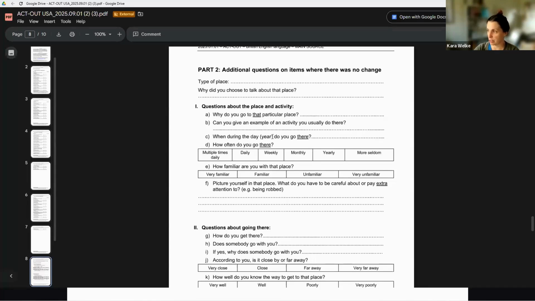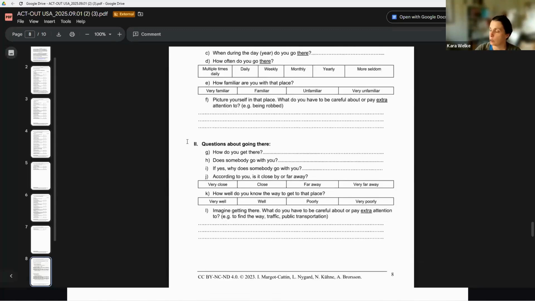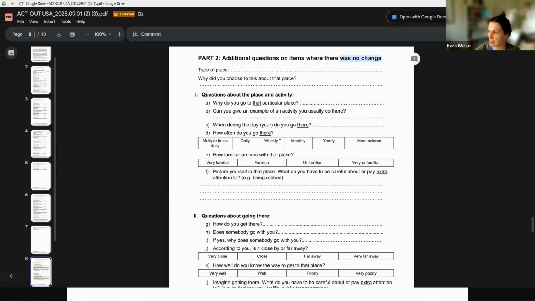When during the day or year do you go there? How often do you go there? How familiar are you? Picture yourself in that place. What do you have to be careful about or pay extra attention to? Okay, so that is just about one place that they picked, that there is no change. And then question 2 still applies to this one.